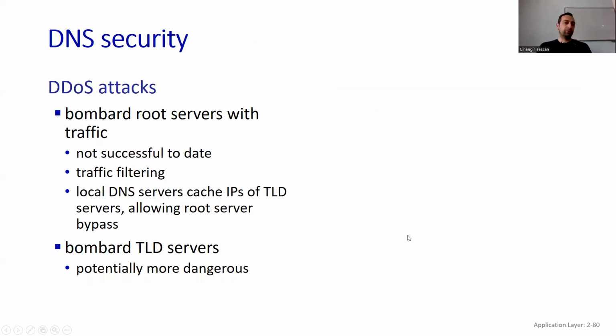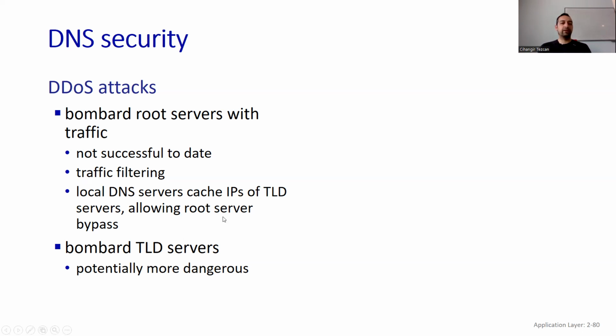So what can go wrong? You can have distributed denial of service attacks, because you can bombard root servers with traffic. So far not successful to date. I mean, in the past there were some examples, but they didn't work. People tried this kind of attack, but it is not that easy, because they had precautions. They could easily filter the traffic, realize that these packets are trying to make an attack, and drop them. So up to date, as far as I know, no root server attacks have succeeded in this way.